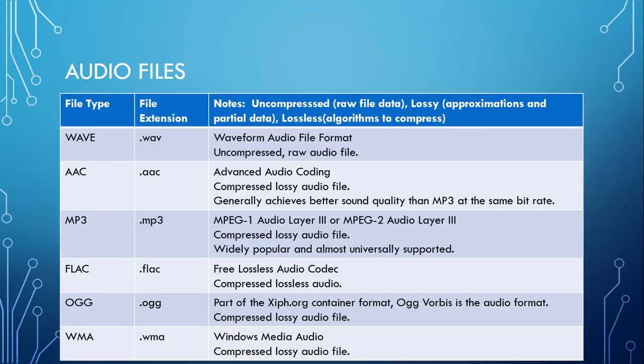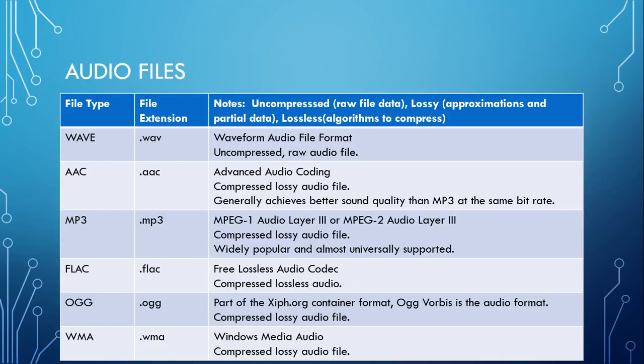Then, of course, we have the infamous MP3, which is MPEG-1 Audio Layer 3 or MPEG-2 Audio Layer 3. A lot of times those two technologies kind of interweave. Now, this is a compressed, lossy audio file. And the reason why MP3 makes this list is obviously because it's widely popular. And it's almost universally supported. Almost every kind of device these days can play an MP3 if you can play audio.